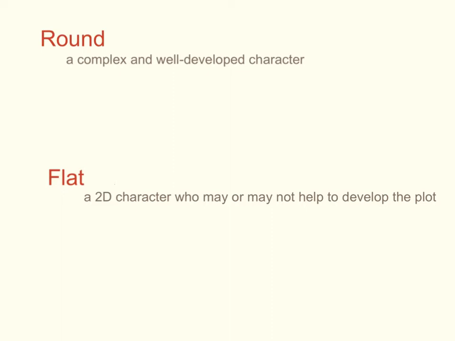Right? So, for example, a round character would be Nemo in the movie Finding Nemo, because he goes through a lot, and we know a lot about him because of that. A flat character might be Bruce the shark, because all we know is that he's hungry and he used to have a problem with eating fish. That doesn't mean that Bruce wasn't important, it just means that we don't know as much about him. Go ahead and in your notes, write down an example that you can think of a round character and a flat character.